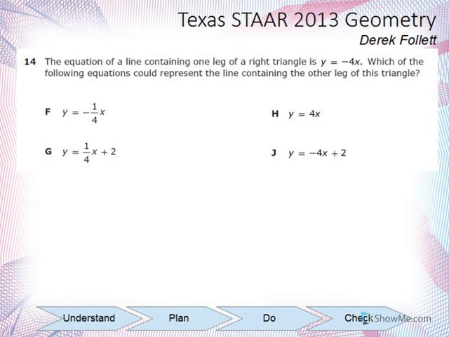Okay, let's try to understand this problem. I'm talking about lines, and I've got equations for lines. Sounds more like algebra. But I'm talking about a right triangle, and specifically the legs of the right triangle. I've got the equation for one leg, and I want to know which one of these could be the other leg. Okay, so I think I understand the problem pretty well.